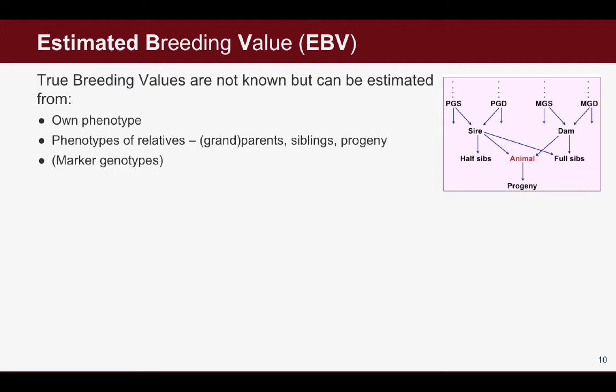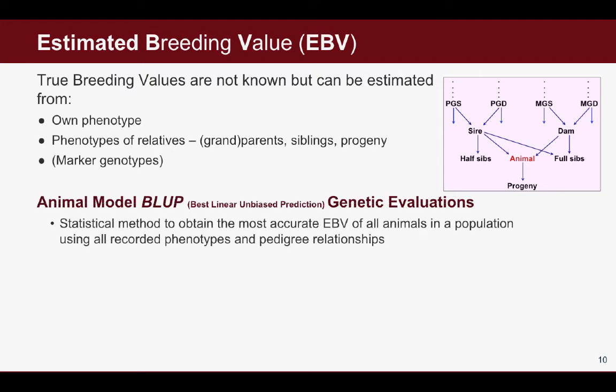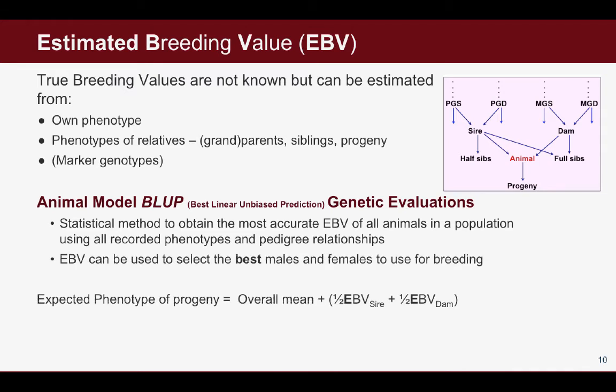In practice, all these types of information can be used to estimate breeding values, and animal breeders have developed statistical machinery referred to as animal model BLUP, or best linear unbiased prediction, that optimally utilizes all this information to estimate breeding values of individuals in a population as accurately as possible. And these EBV can be used to select the best sires and the best dams for breeding, because progeny of parents with high EBV tend to have high breeding values and therefore tend to have high phenotypes, as we've seen before.